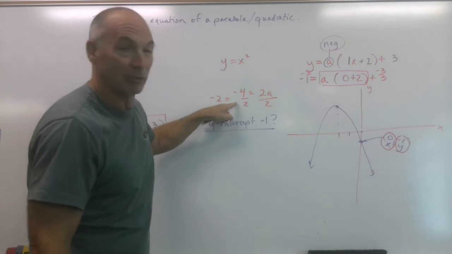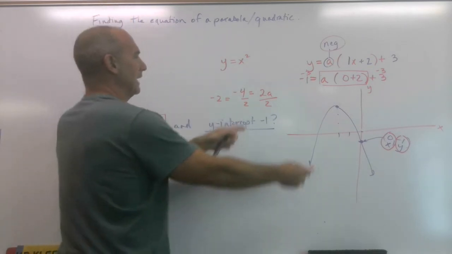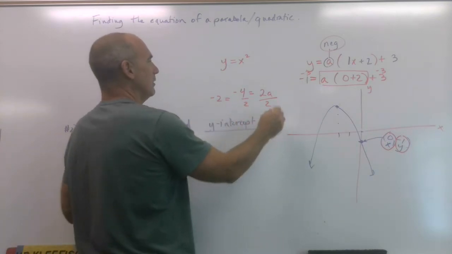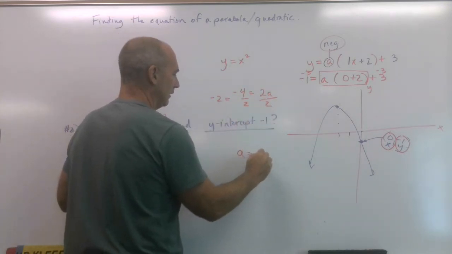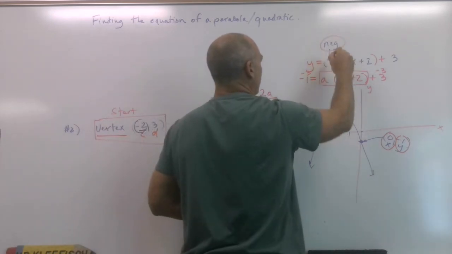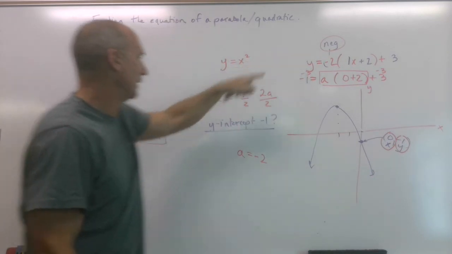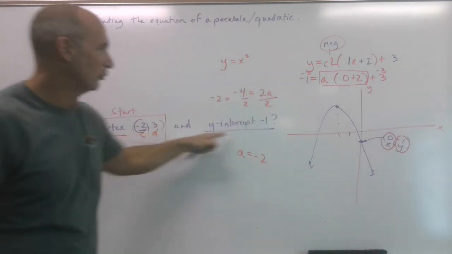Remember we said a is going to be negative? The formula is going to do that for us, but it's kind of like a checklist as you move forward. Did I get a negative? And the answer is yes. So if a is -2, I'm going to put it right back here, and I have the equation of the quadratic explained by these clues.